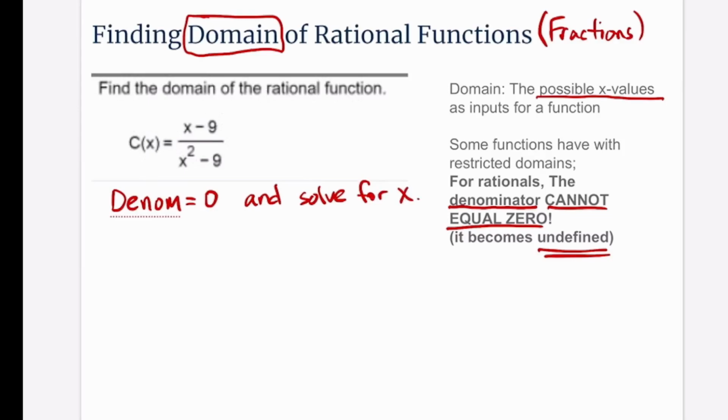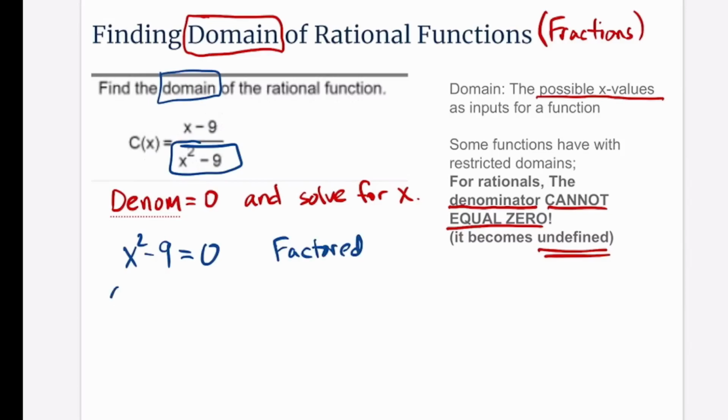So for this problem, find the domain of the rational function c of x equals x minus 9 divided by x squared minus 9. Because it's asking for domain, we are only focusing on the denominator. x squared minus 9 equals 0. That's a difference of 2 squares, so this has to be factored. Not every question you get is going to have to be factored. So here we get x plus 3 times x minus 3.